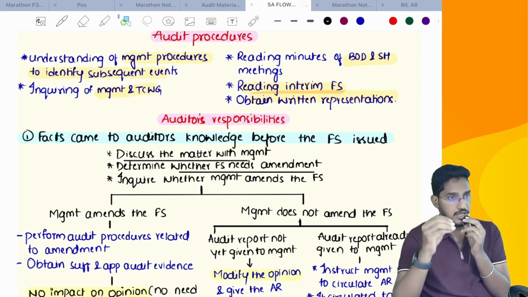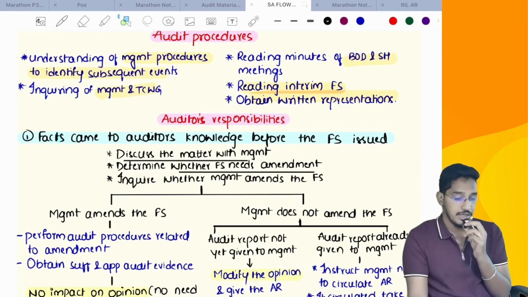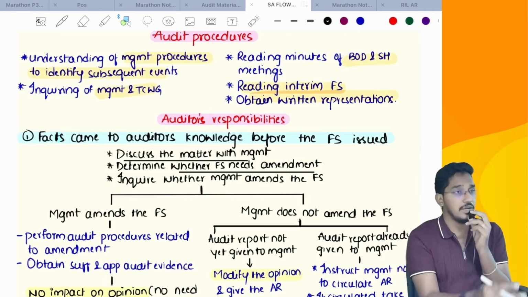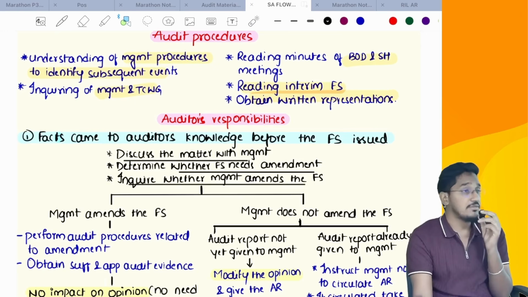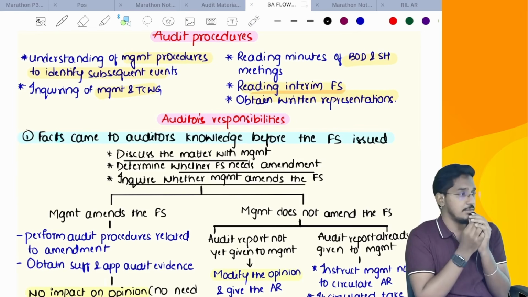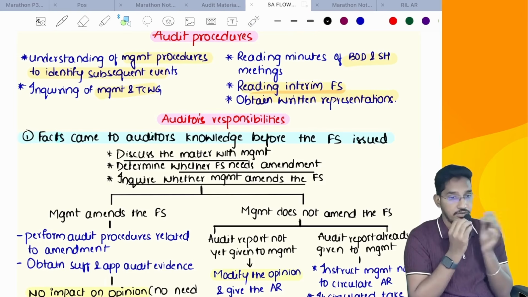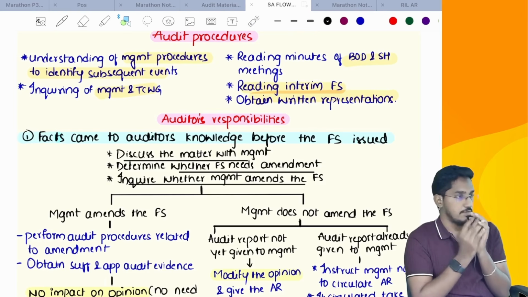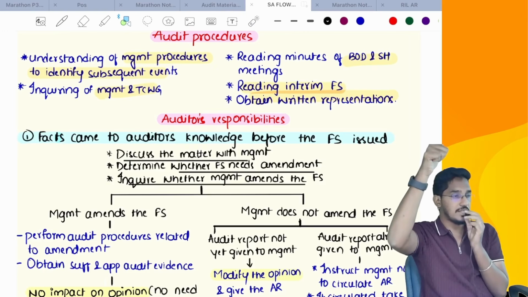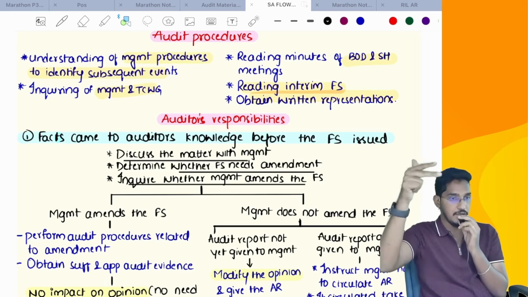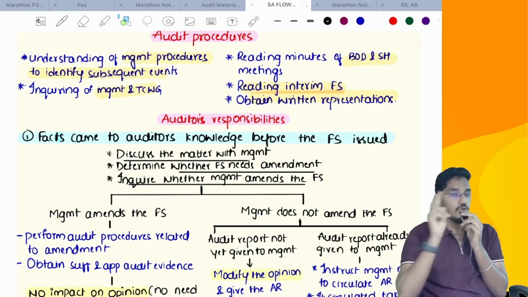So arrange a discussion with the management, and determine as a part of it whether the financial statements need amendment. If you have decided that they need amendment, you have to inquire whether management is ready to amend them or not. So three things: number one, discuss with the management. Number two, determine whether financial statements need amendment. If amendment is needed, then determine whether management is ready to do it or not. Two outcomes could be possible.